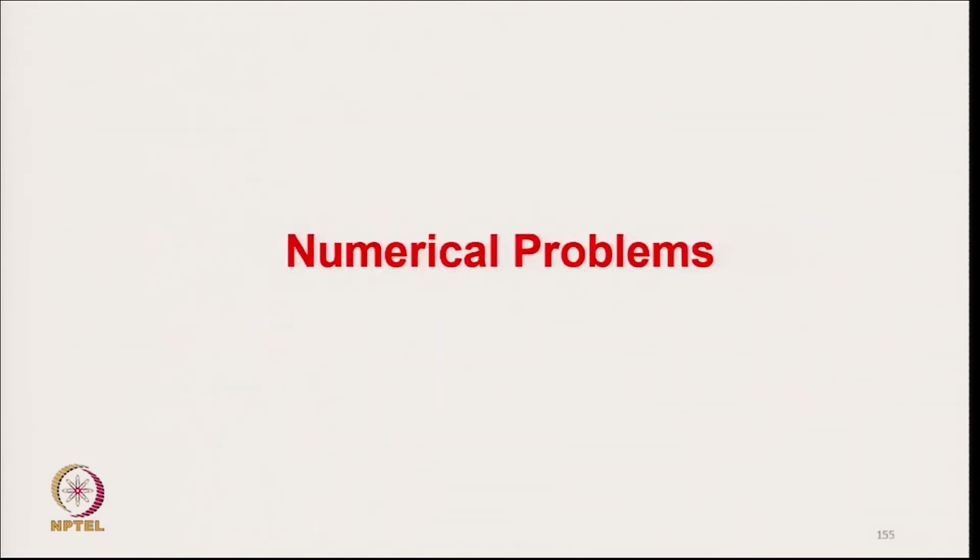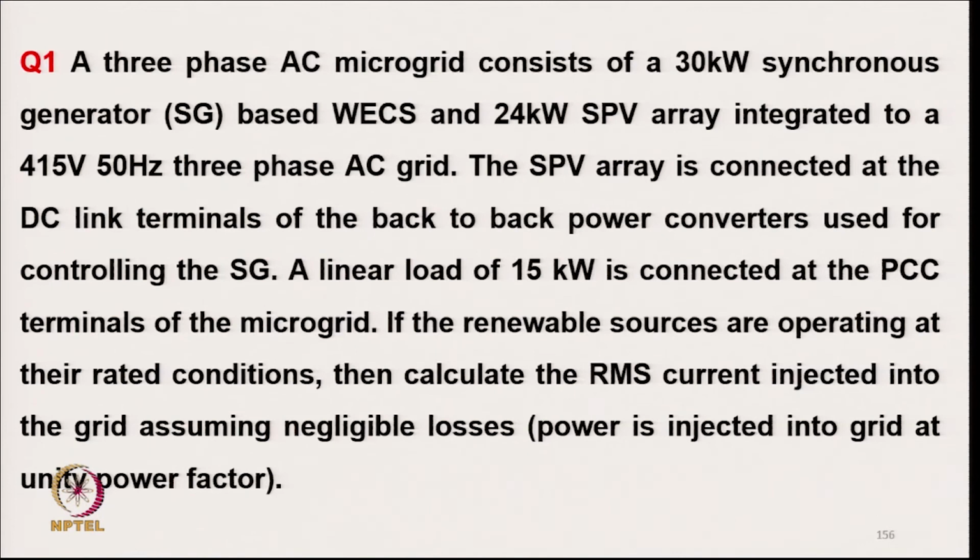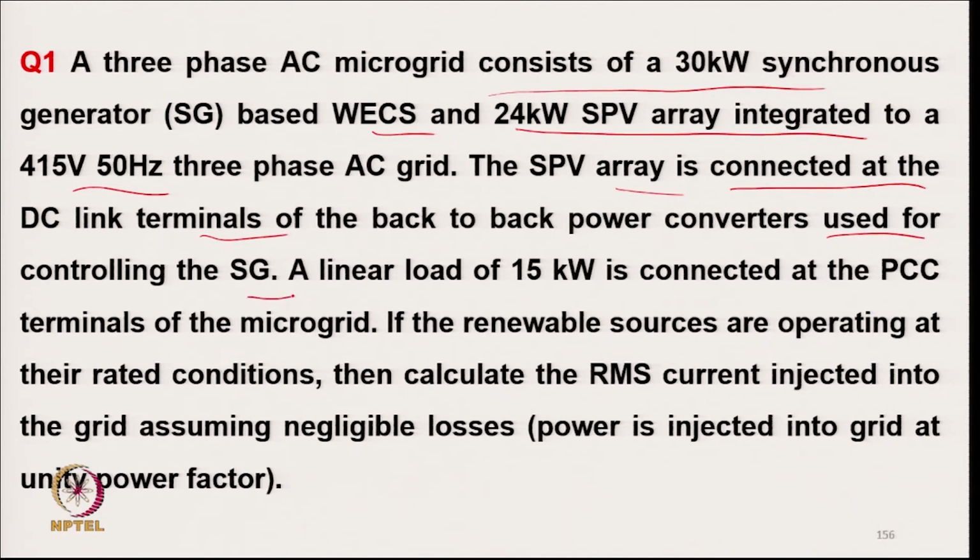Now, coming to the numerical problems, a few numerical problem examples. A 3-phase AC microgrid consists of a 30 kilowatt synchronous generator based wind power energy conversion system, and a 24 kilowatt solar PV array connected to a 415 volt 50 Hz 3-phase AC grid. The solar PV array is connected at the DC link terminal of the back-to-back connected power converter used for controlling the synchronous generator.